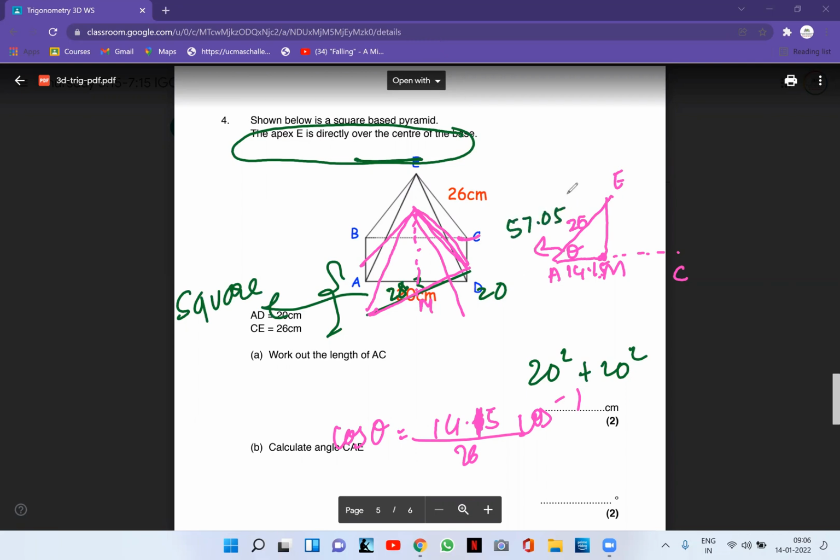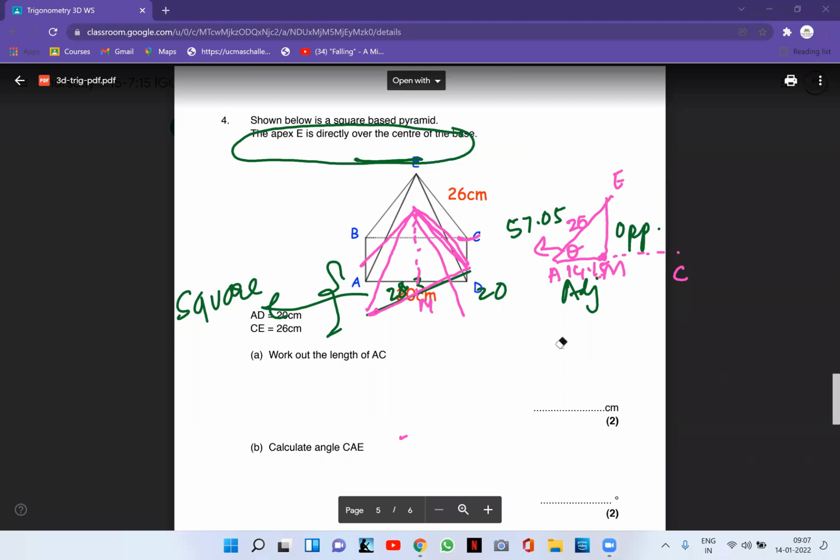Correct. So now I have to find height. I can apply a sine formula over here, because this is opposite and this is adjacent. Opposite over adjacent is the sine formula. So sine 57.05 is equal to opposite, which is EM, over adjacent, which is 14.15.